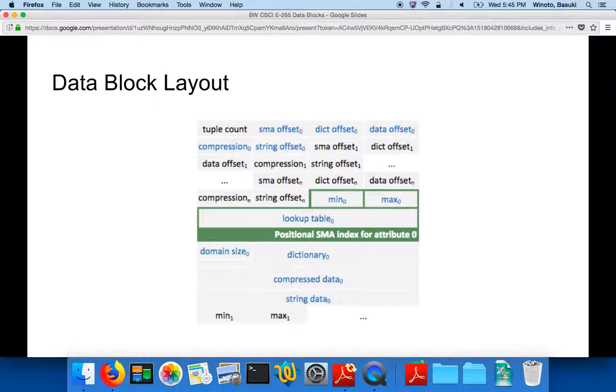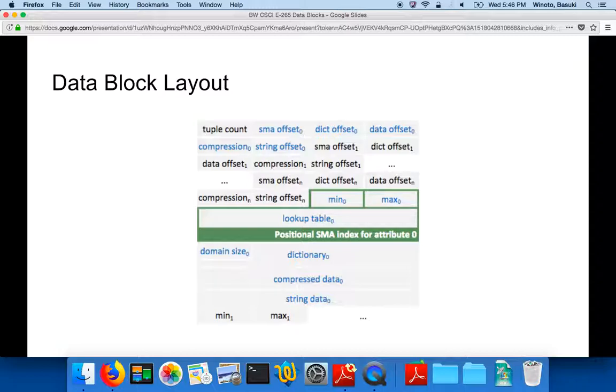So here is how the data block layout looks. There's a tuple count in the first part, followed by offsets for the SMA, a dictionary, data and string offsets. These are all the offsets, which I would consider the first part of the metadata. And then the second part of the metadata is the positional SMA index.